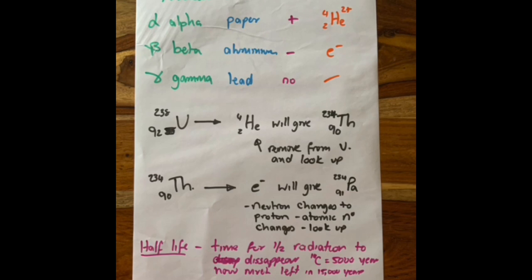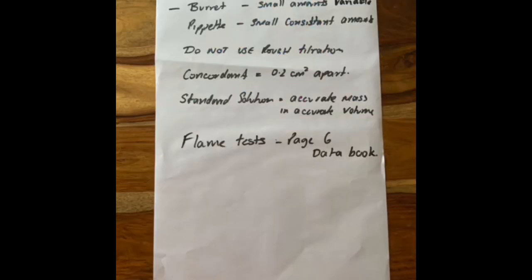Alpha radiation: atomic number loses 2, atomic mass loses 4. Beta radiation: atomic number gains 1, atomic mass doesn't change, and there's no change for gamma radiation. As far as half-life is concerned, it's the time it takes for half the radiation to disappear.